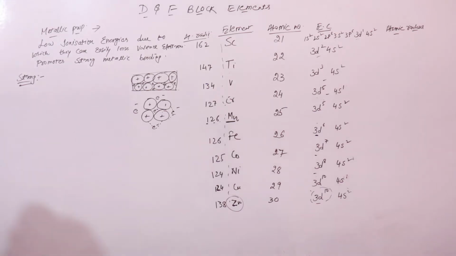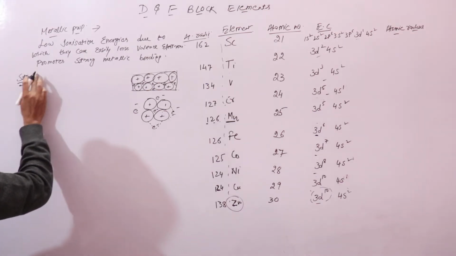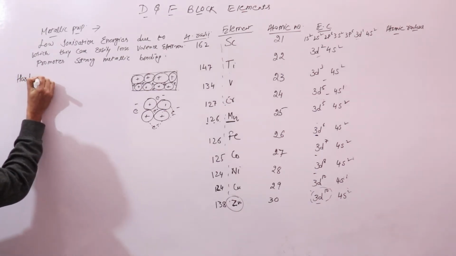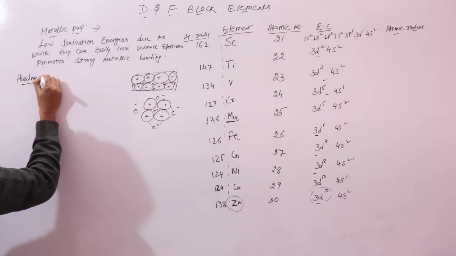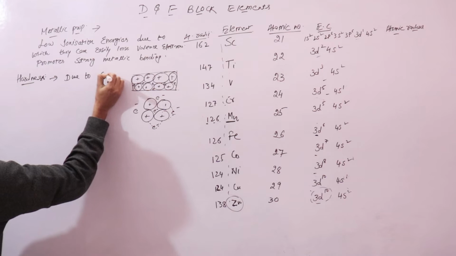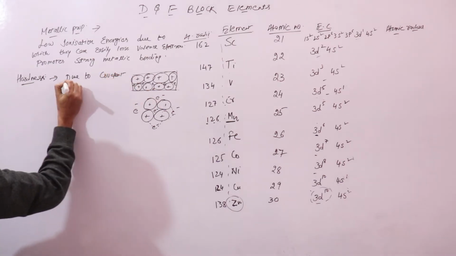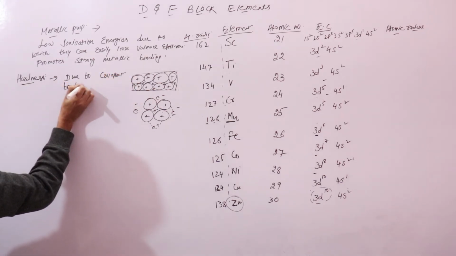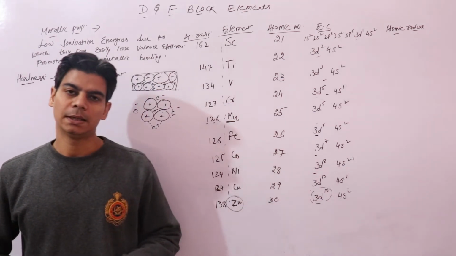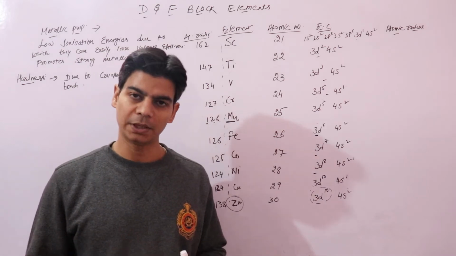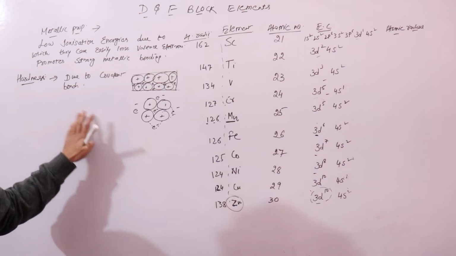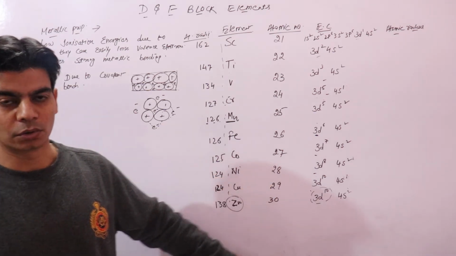So hardness of these metals, let's write it like this, hardness. The transition metals are hard, so their hardness is due to covalent bonds. Like I said a moment back, diamond is strong due to the presence of covalent bonds. So these metal atoms are also strong due to the presence of covalent bonds.